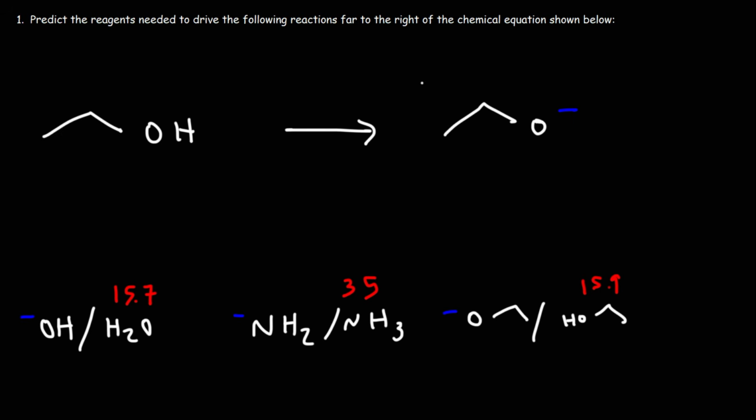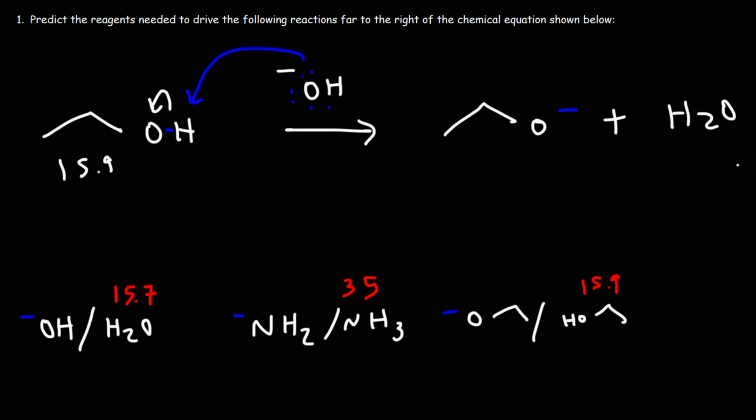Now let's say we were to use hydroxide. Hydroxide could remove hydrogen from ethanol, creating ethoxide. But let's talk about the position of equilibrium here. The pKa of ethanol is 15.9. The pKa of water is 15.7. The position of equilibrium is going to favor the side with the weaker acid. This is the acid on the left, and this is the conjugate acid on the right.